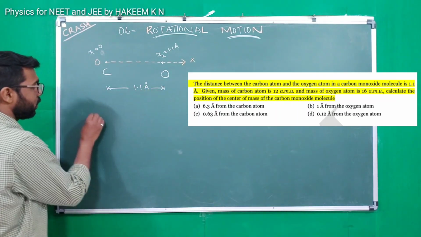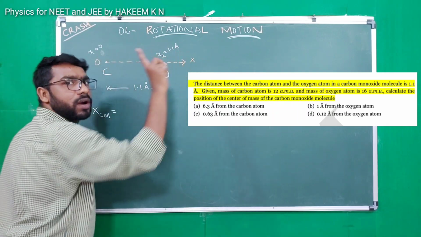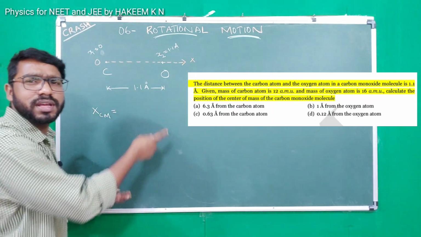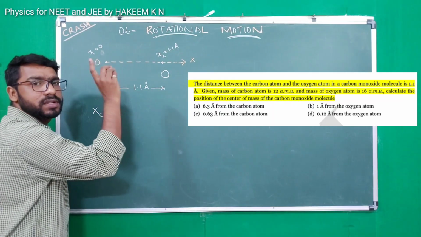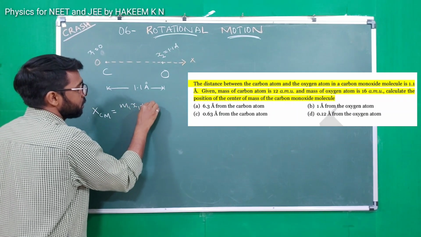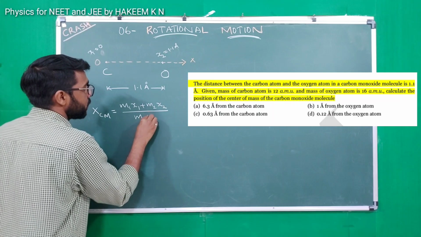Now you can find the position of center of mass using this equation. Here we have only one axis, the x axis, so we have to find only the x position of center of mass. So m1x1 plus m2x2 divided by m1 plus m2.